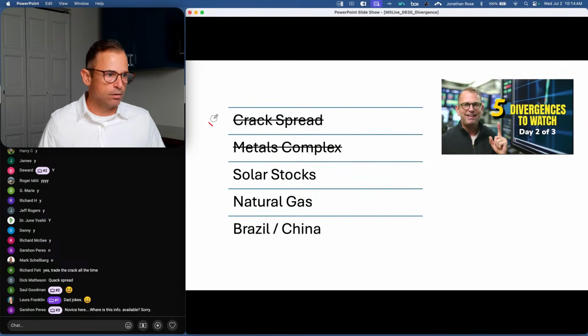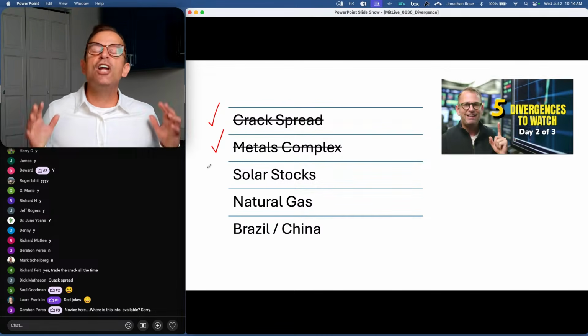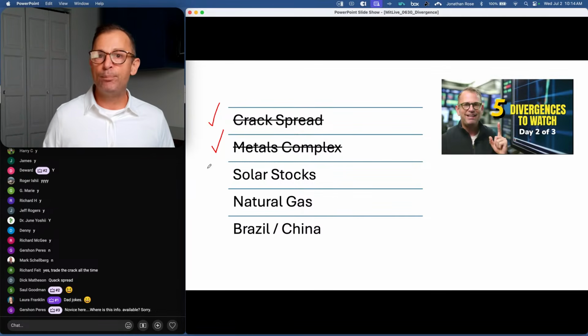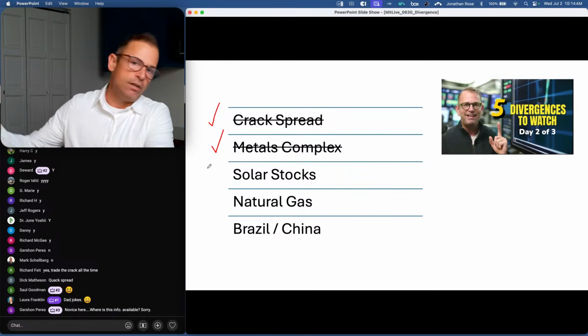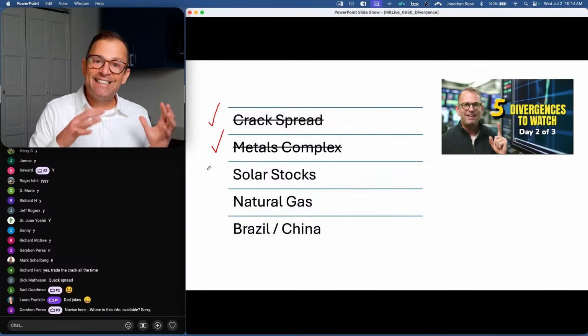Crack spread. Metals complex. Solar stocks. Solar stocks are moving a ton right now. Why? Well, there's the big beautiful bill. They're not going to have solar in there, subsidies. Then they're going to put the subsidies back in. So what do we get? We get volatility, but we're getting volatility in the solar sector.